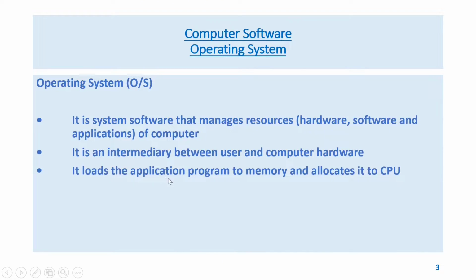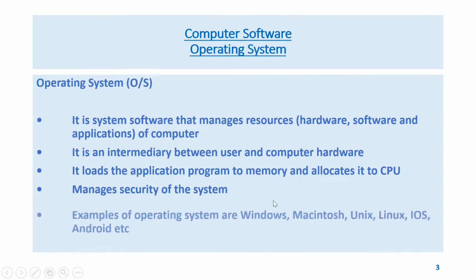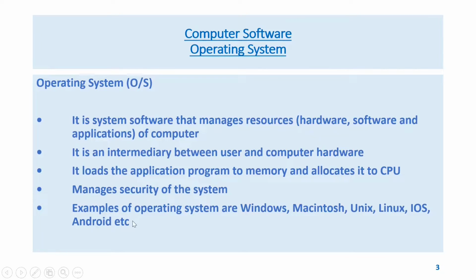Operating system loads the application program to memory and allocates it to the CPU. And the operating system manages the security of the system. System security is managed by the operating system. Examples of operating system are Microsoft Windows, Macintosh, Unix, Linux, iOS, Android, etc.